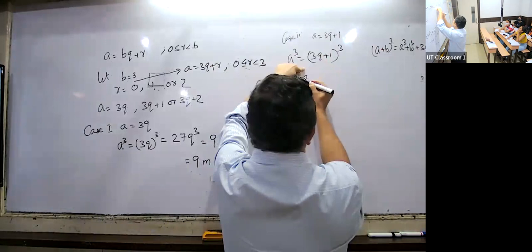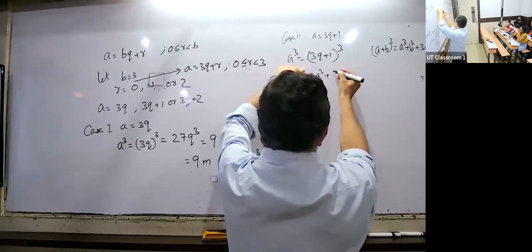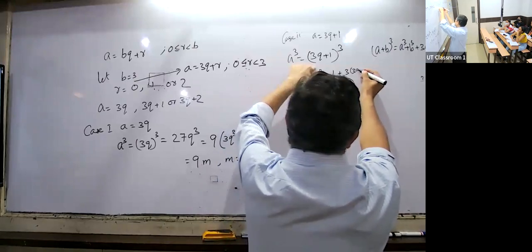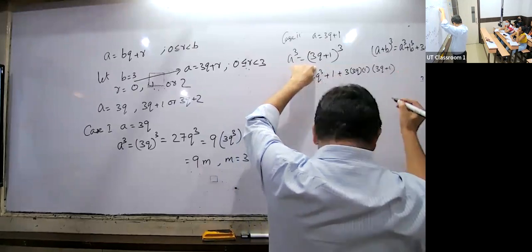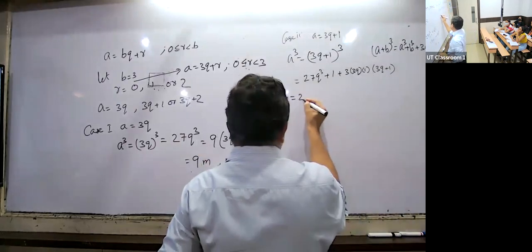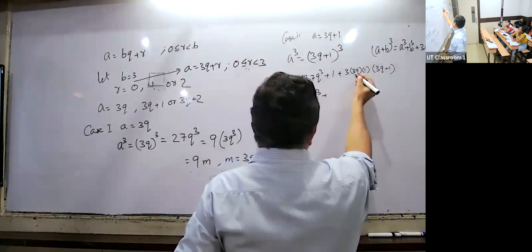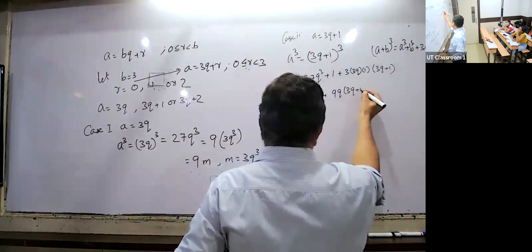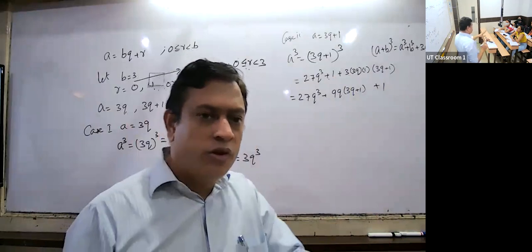(3q) whole cube. How much? 27q cube. Plus b cube is 1, plus 3ab times (a plus b), that is 3 times 3q times 1 times (3q plus 1). Have you followed this also? So this can be written as 27q cube plus, I will write this to simplify, 3 3s are 9, 9q times (3q plus 1) plus 1 outside. Have you all followed?